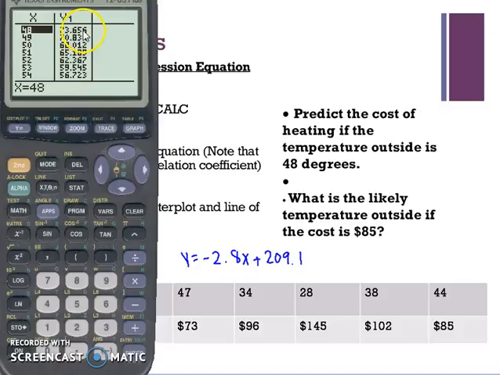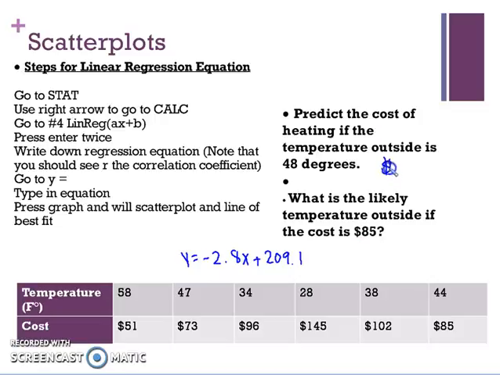So 48 degrees is 73.656 to pay for it, so you could just say $73.66. So for this one, we got $73.66.